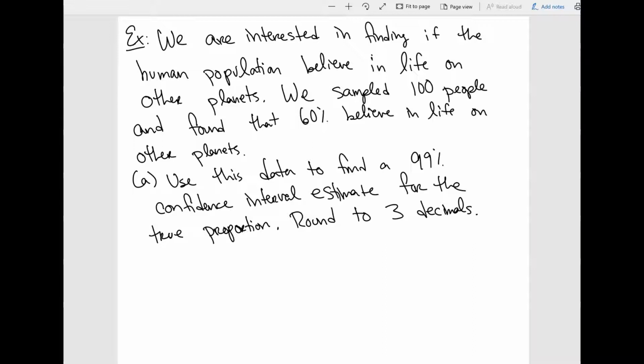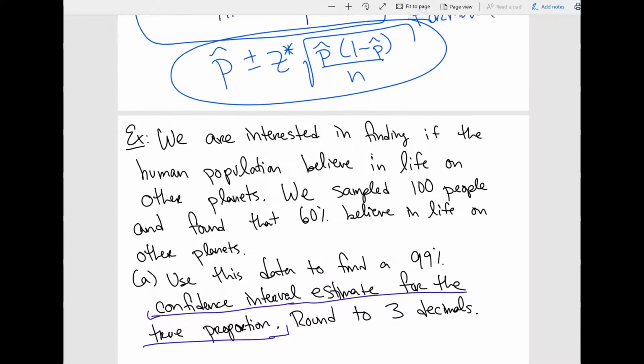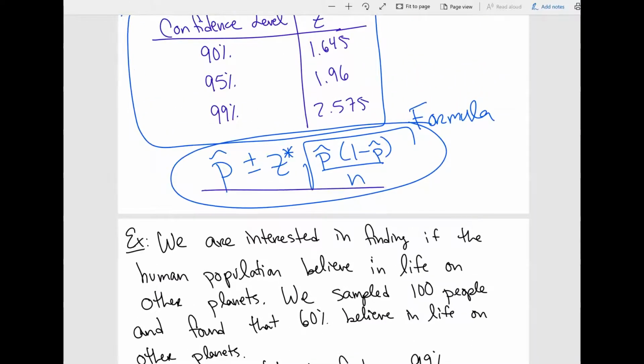So the key word here to know is confidence interval. If the problem says confidence interval estimate for the true proportion, well, we're doing proportions and we need to find the formula for the confidence interval. Luckily we already know what the formula is from the previous problem. Here is basically the formula.